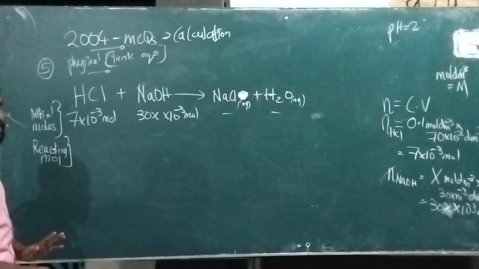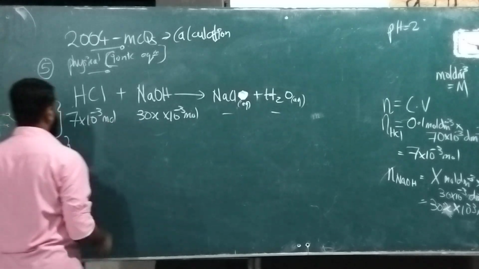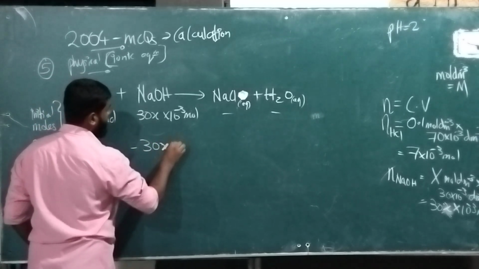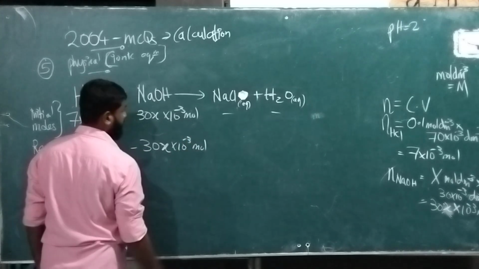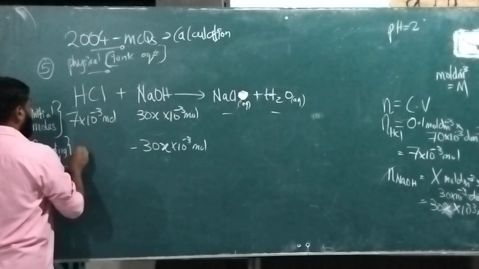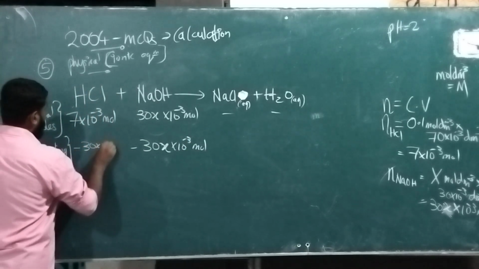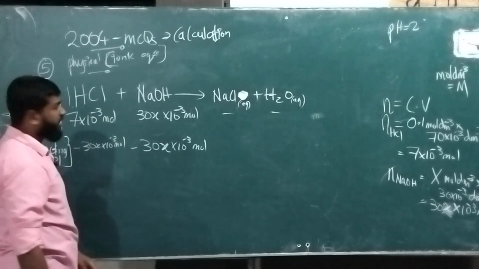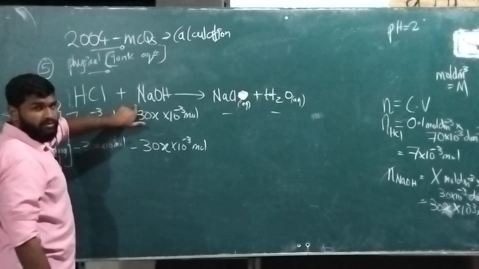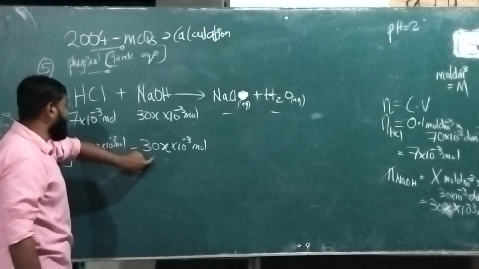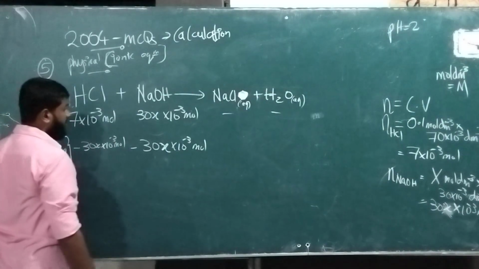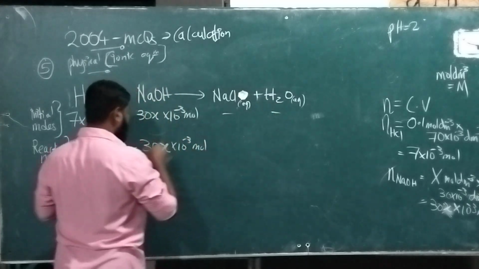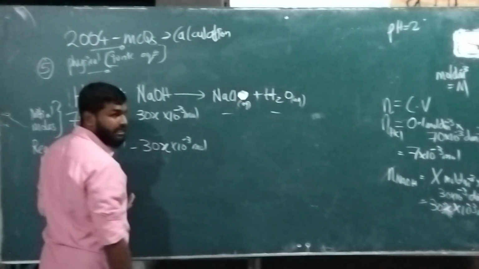So never get confused here. What will happen is you are going to get a limiting reagent case. So you have minus 30x into 10 to the power minus 3 moles for NaOH. Here also you're going to get minus 30x into 10 to the power minus 3 moles for HCl, because it is a 1:1 stoichiometric ratio. The same thing will come for the products. I'm not coming to this part because these things won't affect the resulting solution, so I will just neglect this.